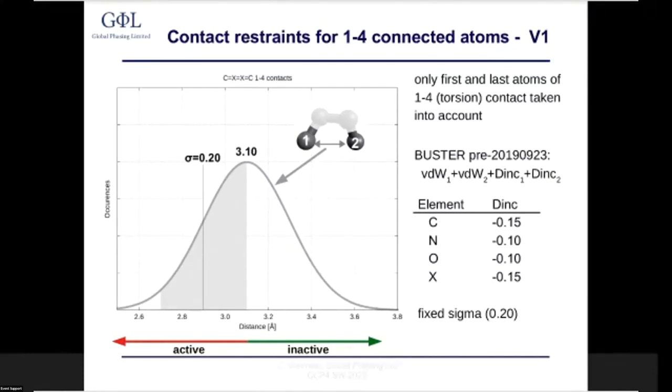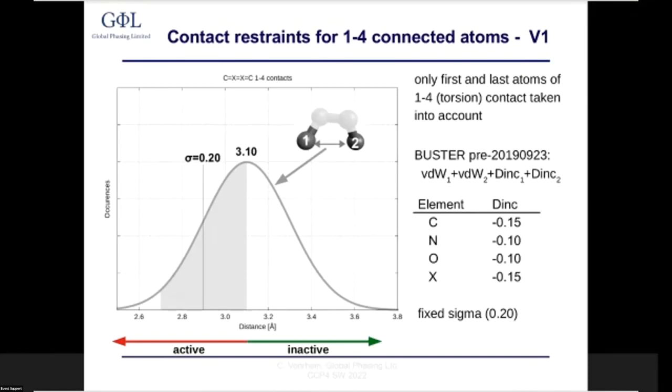What makes those 1,4 contacts special is that we can't just use a simple sum of van der Waals radii to define a target distance. Those atoms are often allowed to become much closer than that. The usual way of handling this is by reducing the radii of the 2 atoms by some element-specific value. The table on the right shows values typically used, and the picture on the left shows the resulting restraint for a generic 1,4 carbon-carbon contact. As you will notice, all such 1,4 contact restraints use an identical sigma value of 0.2.